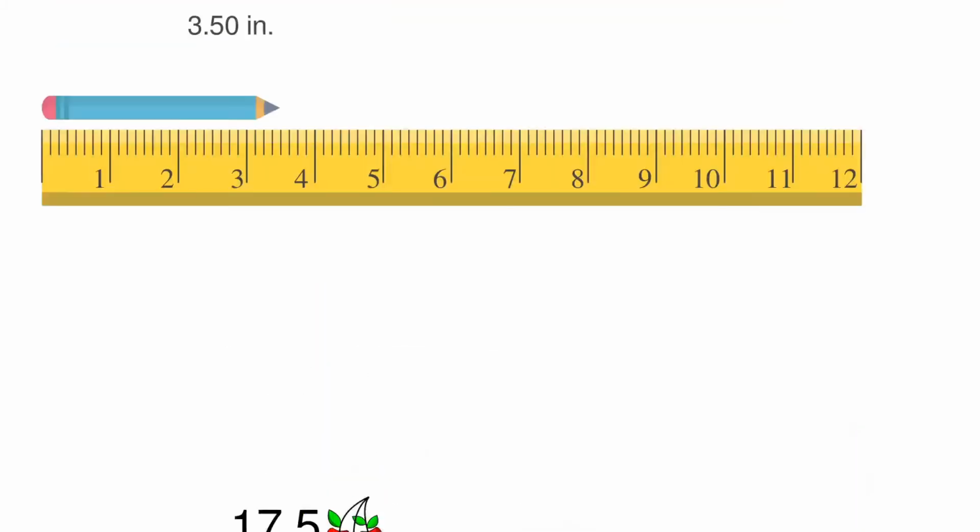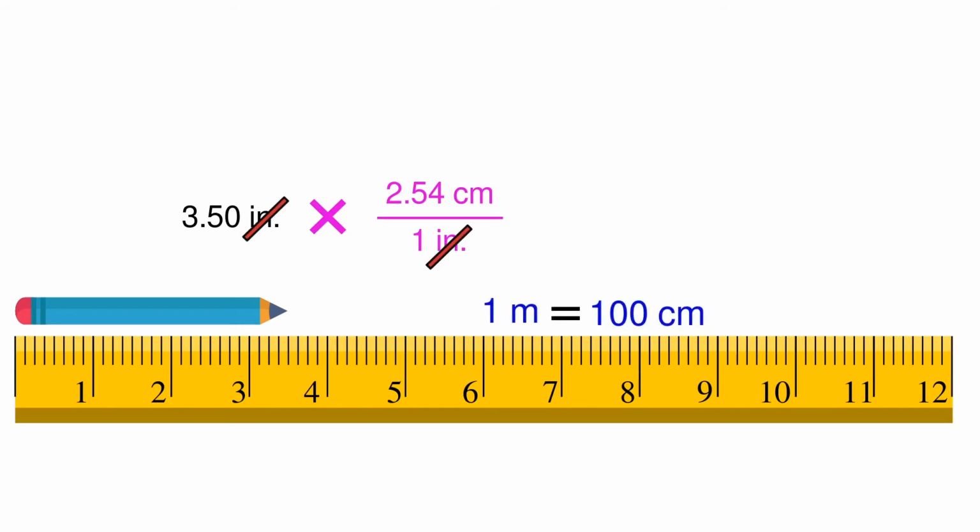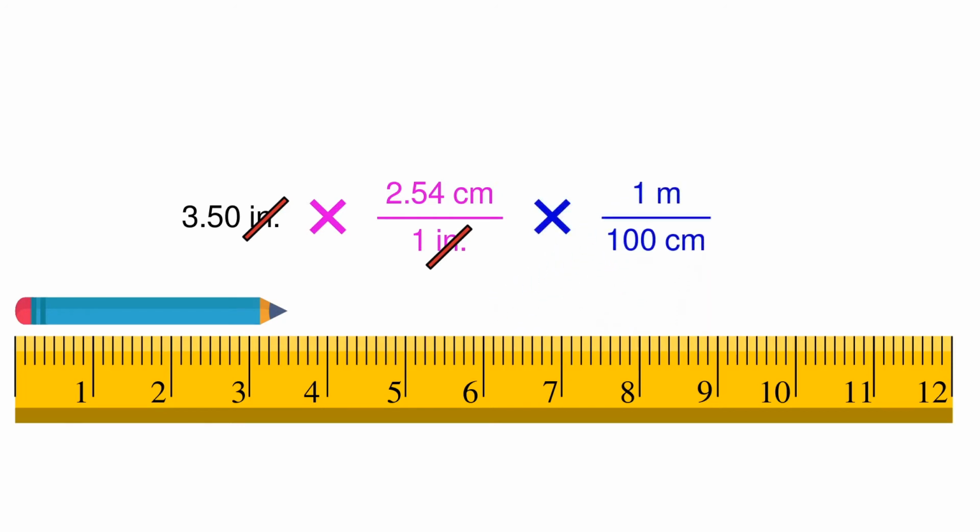Using a more realistic example, let's say you measured the length of a pencil to be about 3.50 inches. However, because we're chemists, we need to express this length in SI units, in meters. We should know that 1 inch is equal to 2.54 centimeters exactly. We can use that information to convert inches to centimeters. We should also know that 100 centimeters is equal to 1 meter, which we can use to now convert from centimeters to meters. Once we set up the problem and have all the units cancel out, we just need to punch the numbers into our calculator, and we find that 3.50 inches is 0.0889 meters. Answer to 3 significant figures.